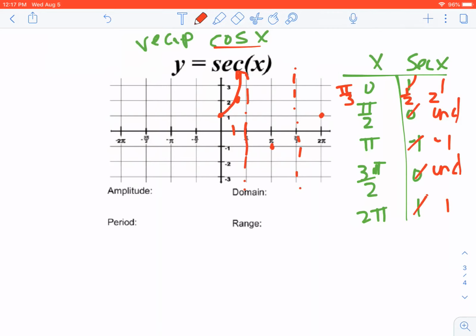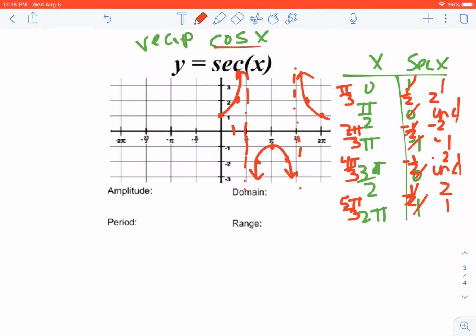If you consider in the second quadrant 2 pi over 3, my cosine is going to be negative 1/2, so when I reciprocate that, it's at negative 2. At 4 pi over 3, the cosine is also negative 1/2, and if I reciprocate that, we get negative 2, so that's where I get my other U shape. And then at 5 pi over 3, cosine is positive in the fourth quadrant, so when I reciprocate 1/2, I get a positive 2. And that is one complete cycle of the secant curve.